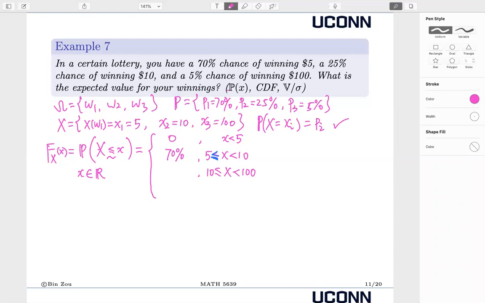For anything between 10 and 100, there are 2 possible scenarios, omega 1 and omega 2, and we add them together because they do not happen at the same time, so they are disjoint. So it's actually 95%. And finally, for x greater than or equal to 100, it's 100%. So the CDF, the cumulative distribution function, is a function that grows from 0 to 1, okay? It's possible that it may stay flat, but it will not go down. So it's increasing in the weak sense.